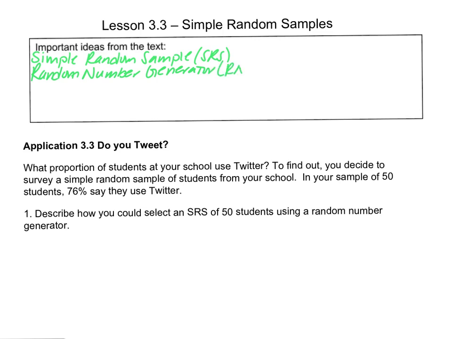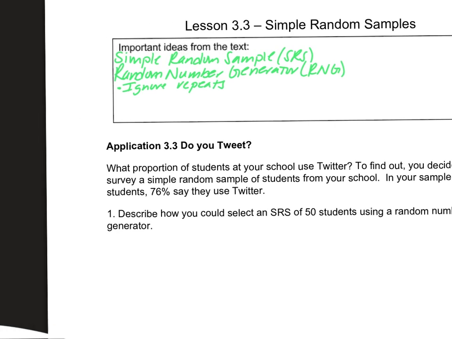And sometimes we abbreviate that as an RNG, okay? And in order to do that, an important thing to remember is to ignore anything that happens to repeat itself. So when you're describing how you would take a simple random sample using a random number generator, the most important thing you have to remember to do is talk about how you ignore the repeats.